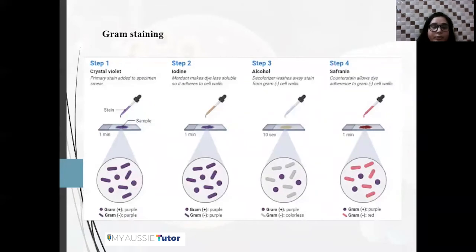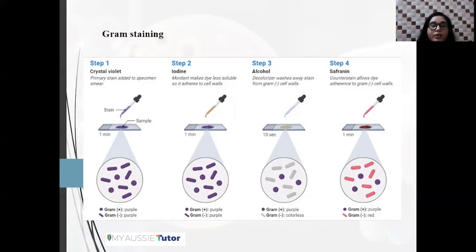So this is how we are going to perform gram staining. It basically contains 4 steps. In step 1, a smear will be prepared on the slide. All this procedure is followed aseptically so that cross-contamination will be minimized.